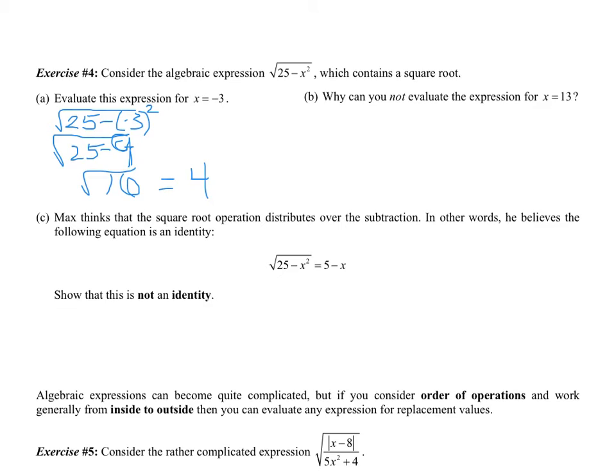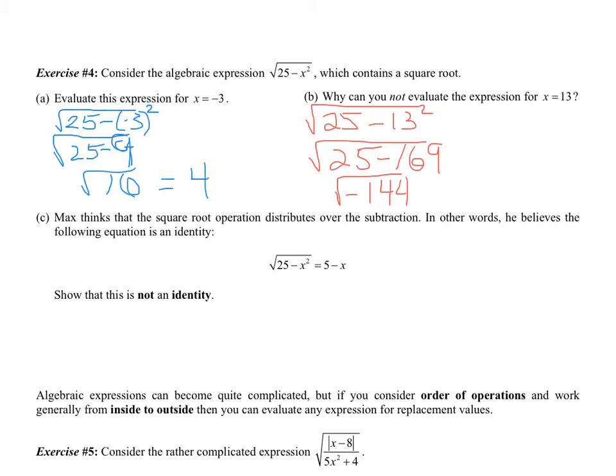Part B says, why can you not evaluate the expression for x equals 13? Well, let's take a look at this and let's plug in 13. So I have 25 minus 13 squared. Well, 13 squared is 169. When I do 25 minus 169, I get a negative 144.